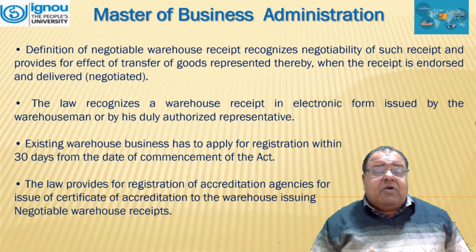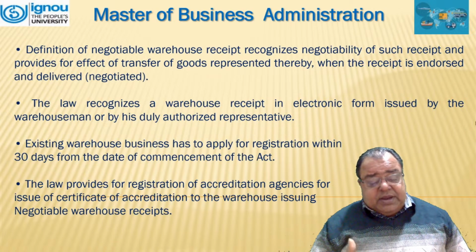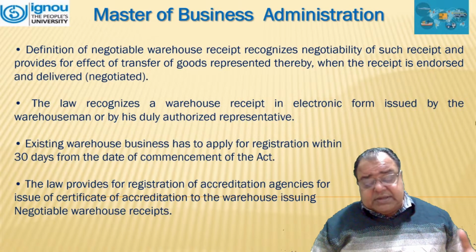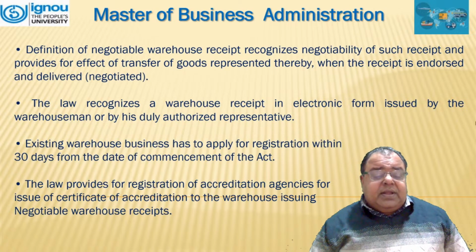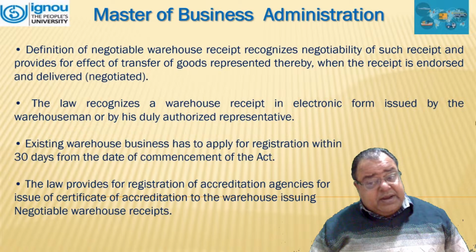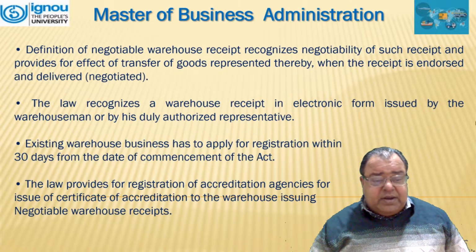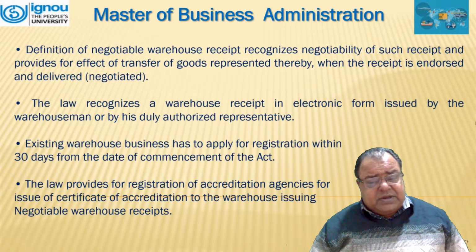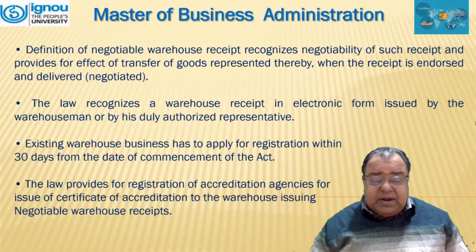Thirdly, the definition of negotiable warehouse receipt recognizes negotiability of such receipts and provides for effective transfer of goods represented thereby when the receipt is endorsed and delivered. The law recognizes a warehouse receipt in electronic form issued by the warehouseman or by his duly authorized representative. Existing warehouse business has to apply for registration within 30 days from the date of commencement of the Act. The law provides for registration of accreditation agencies for issue of certificates of accreditation to the warehouse, issuing negotiable warehouse receipts.